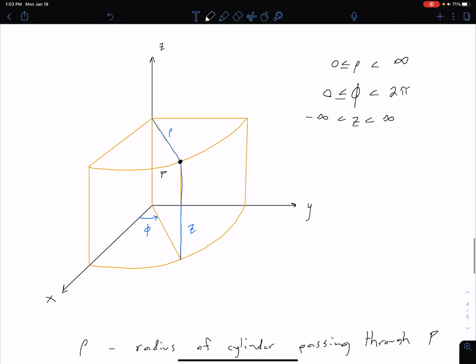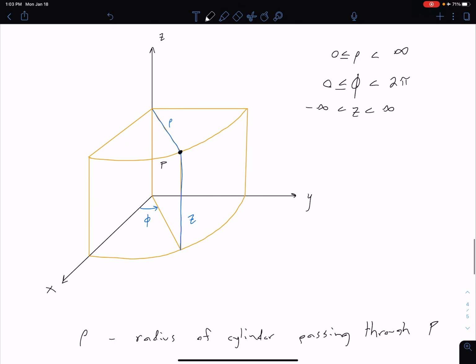So now, in terms of how we represent a vector, it's essentially the same way as we saw with our Cartesian. We can use our angle brackets. The only difference now is we're going to have a rho component, a phi component, and a z component. Alternatively, we could also write our rho component times our unit vector in the rho direction, plus our phi component times our unit vector in the phi direction, plus our z component times the unit vector in the z direction.